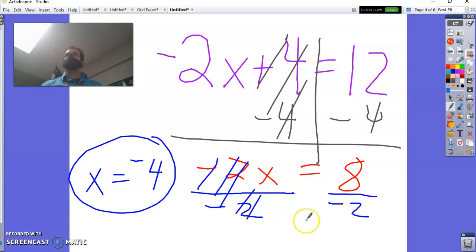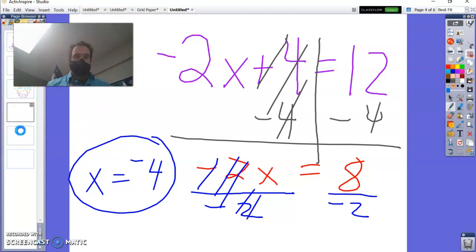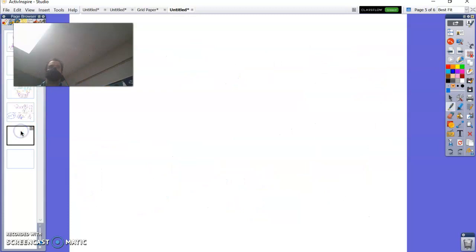Okay. So that's how you use a negative number when it's attached. Not that crazy, not that deep. The last thing I want to talk about, well, 2 things, is what happens when there's a fraction and what happens when the numbers aren't clean.